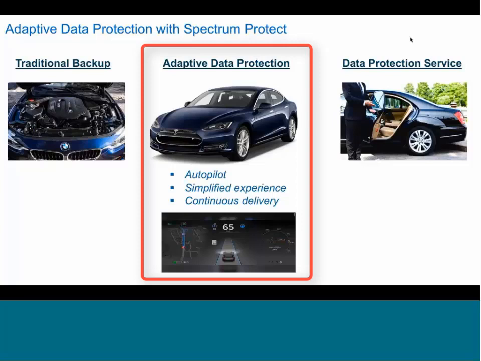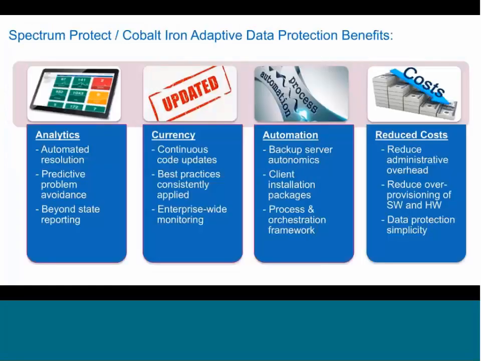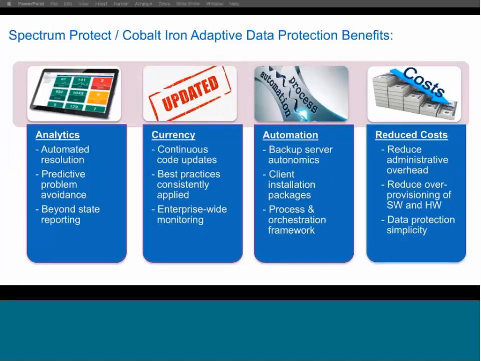Adaptive data protection with Cobalt Iron allows you to deliver automated Spectrum Protect maintenance and operations and improve data protection service levels with predictive analytics. To you, our partners out there, this will increase your margins in your Spectrum Protect services, reduce your operational costs, and allow you to focus on expanding your customer base and on additional services to your customers and consulting. Let's take a couple charts and talk about what Cobalt Iron is.